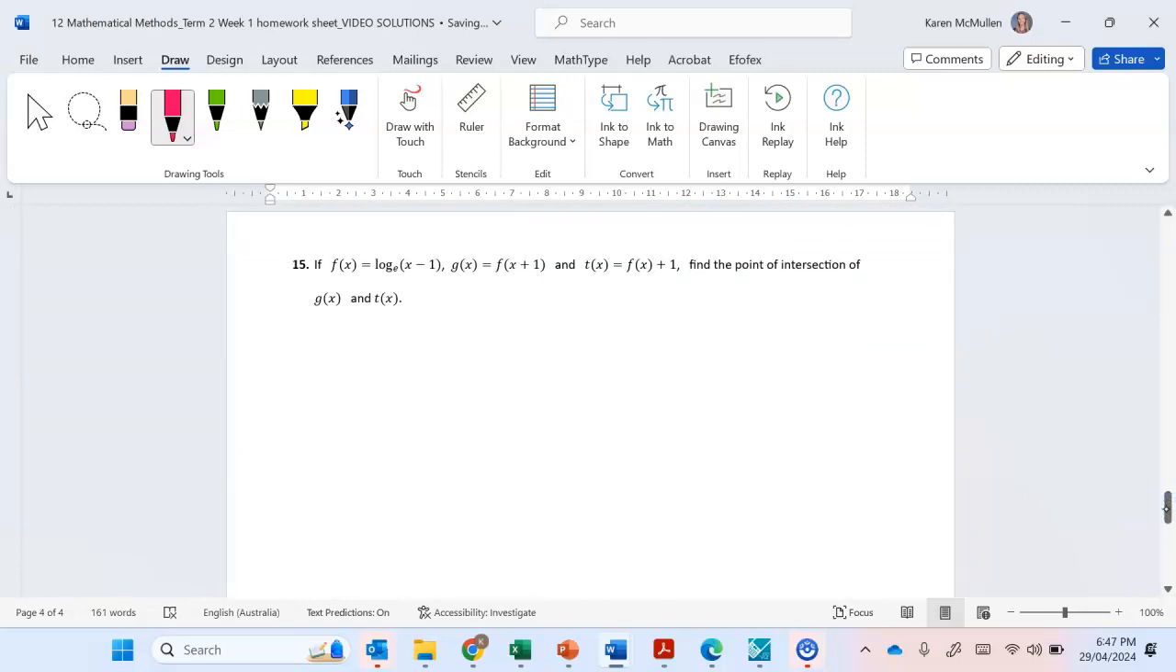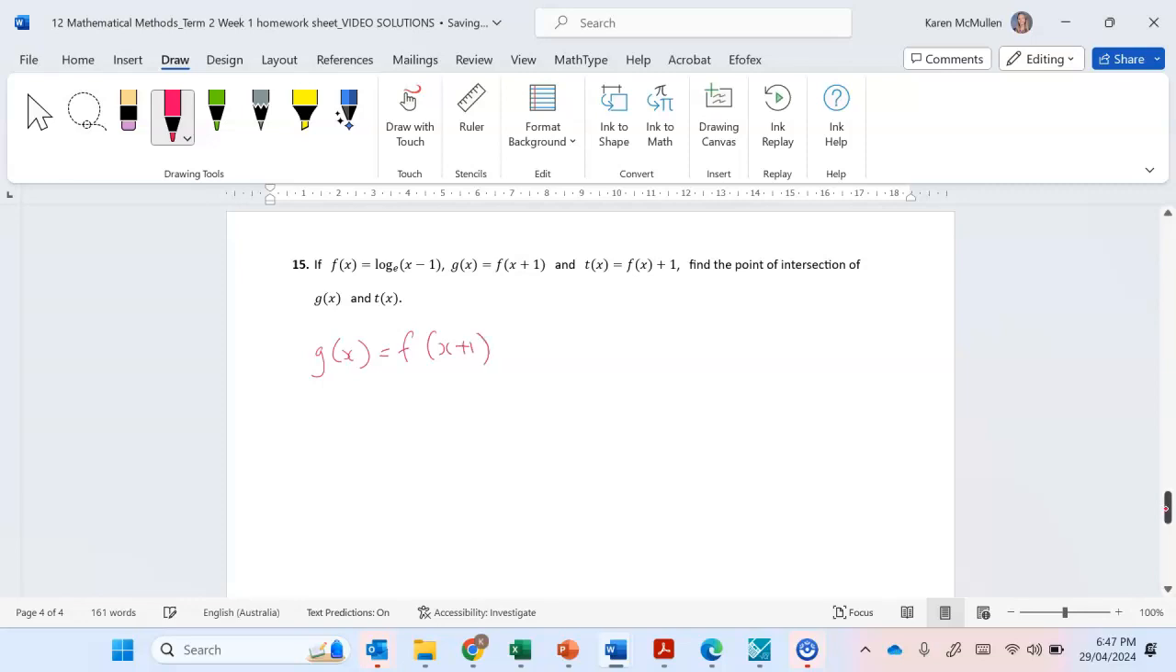All right, if f of x equals log base e of x minus 1, g of x equals f of x plus 1, and t of x equals f of x plus 1, find the point of intersection of g of x and t of x. All right, so let's get g of x first of all. So g of x is equal to f of x plus 1.